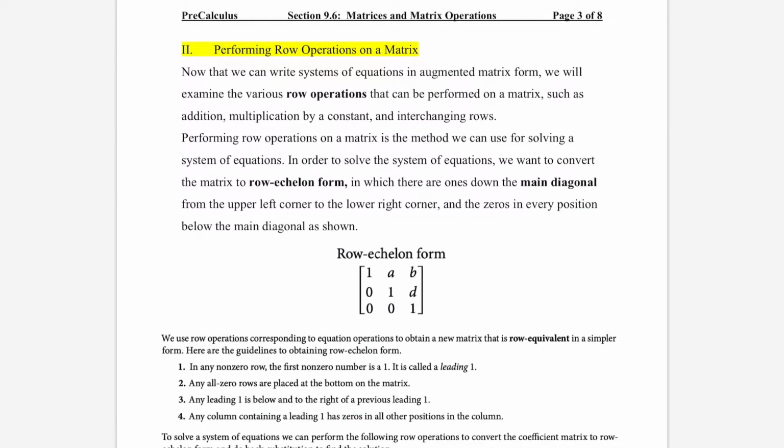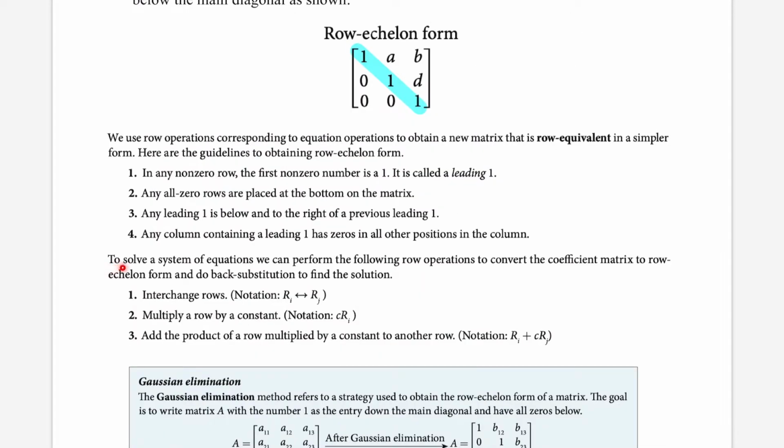Next, we will learn how to use a matrix to solve a system of linear equations. In order to do that, we will need to use row operations to turn our matrix into an echelon form. In an echelon form, your diagonal must be all 1, and every element below the diagonal must become 0. To solve the system of equations, we can perform the following row operations.